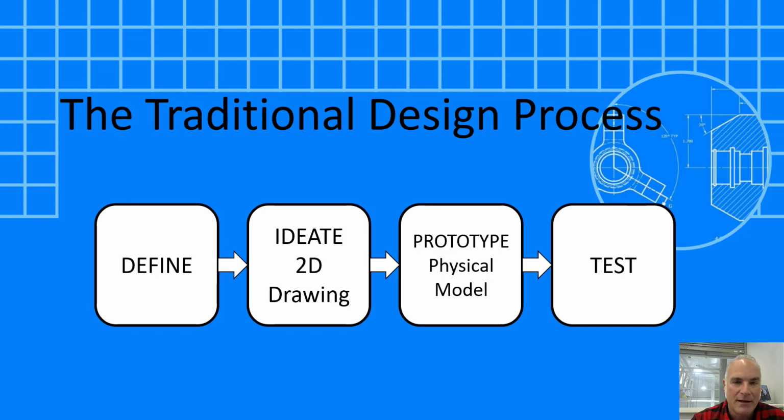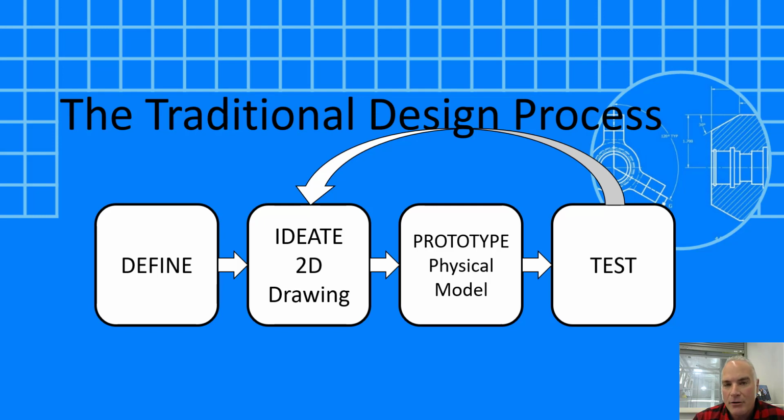From the information they got from that testing, they would go back to the original idea, and they would create and revise those two-dimensional drawings so that they could come up with a better prototype. So then they would continue on again to the prototype, create a new physical model, and then they would test it. This process of creating physical model after physical model after physical model is slow and expensive. And so this is the traditional design process.